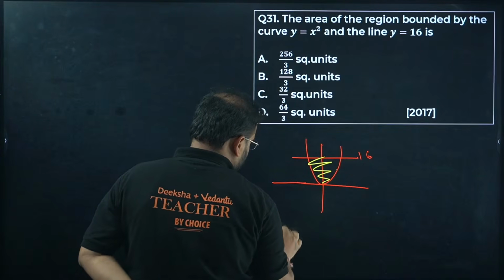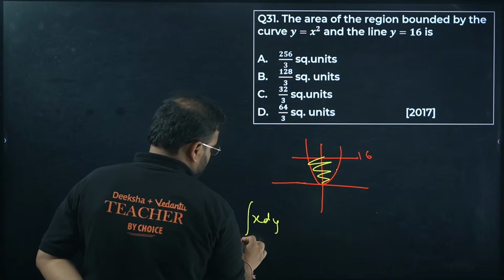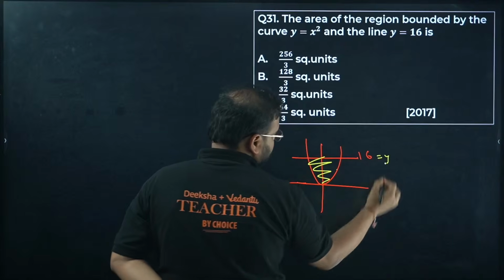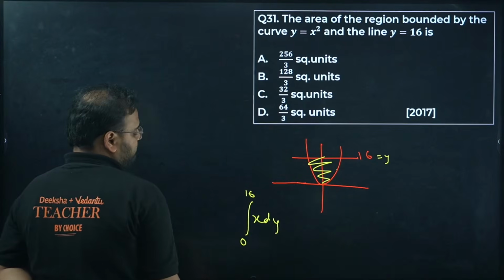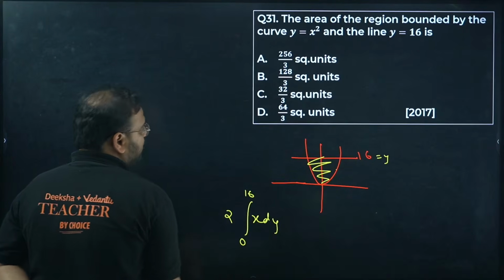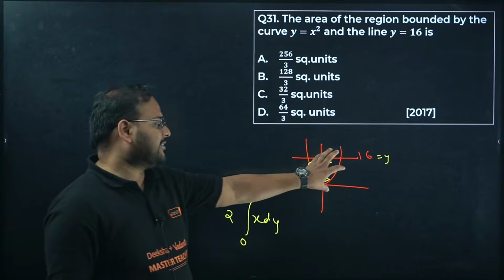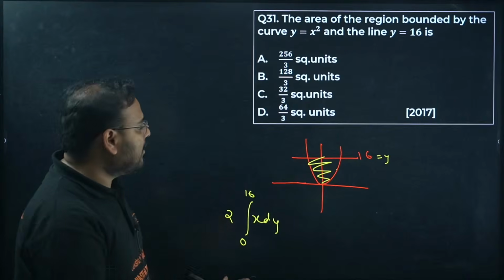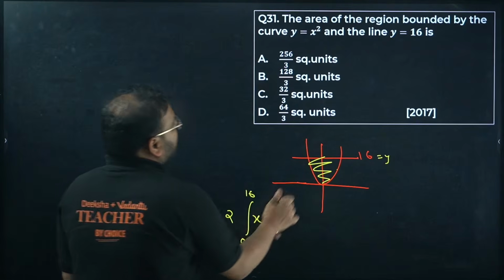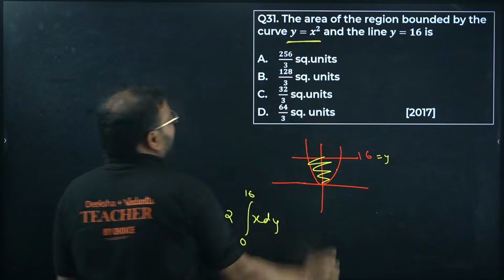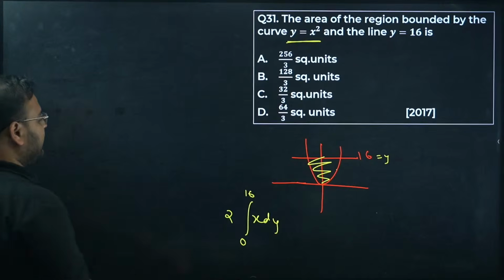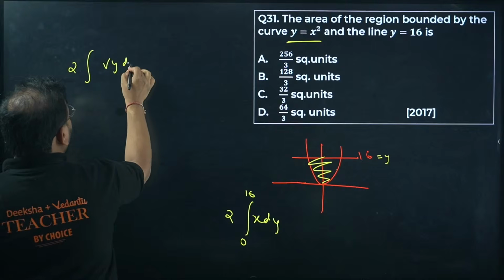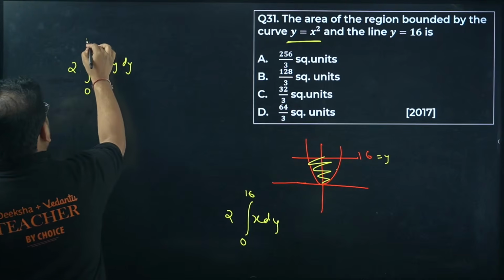x dy integration 0 to 16, because I have this limit of 0 to 16 only, no? The limit is for y. Multiply this by 2 to get the result, because this is only the positive side part. I have to get 2 times because this is a symmetrical area on both sides of the y-axis. The x value you can check from here is root y. So integrate now: 2 times root y dy, 0 to 16.